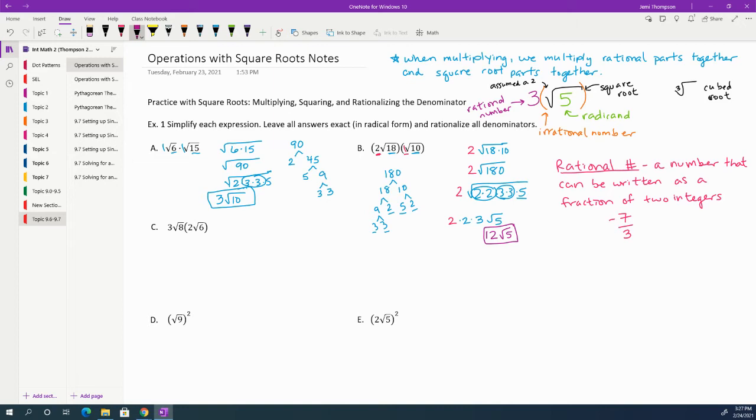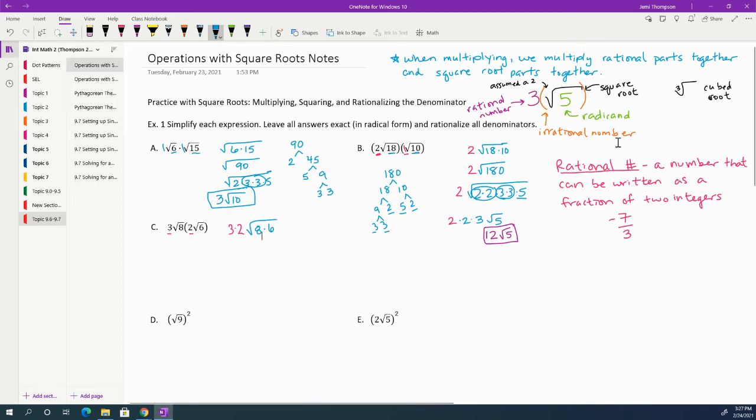All right, so the only difference with C is now I have 2 whole numbers, so playing kind of the same game here. So I've got a 2 and a 3. I'll multiply those together, 3 times 2 on the outside. And then the numbers that are under the square root, they'll stay under the square root, and I'll multiply those together.